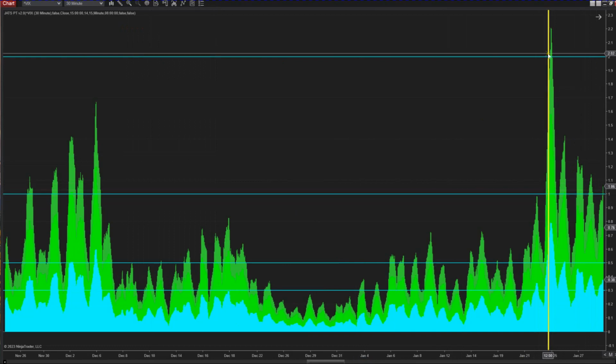Break the 1 and go to the 2. Right? If it breaks the 1, it goes to the 2. And then it came back in. That was a good sell.